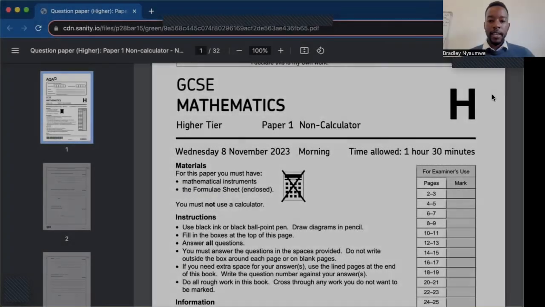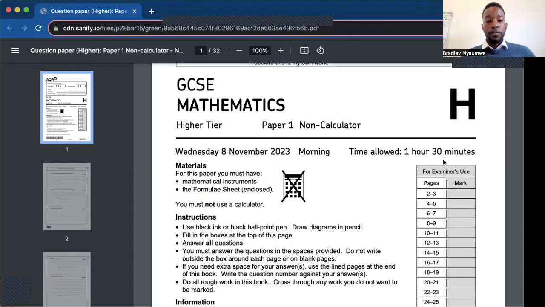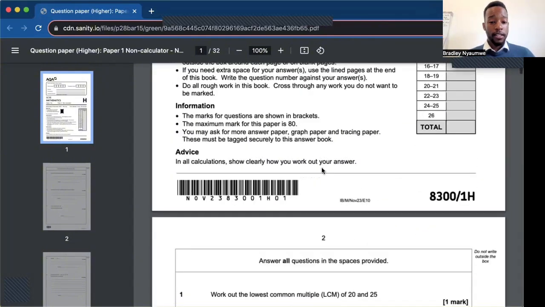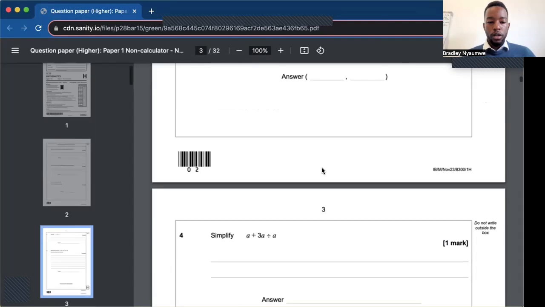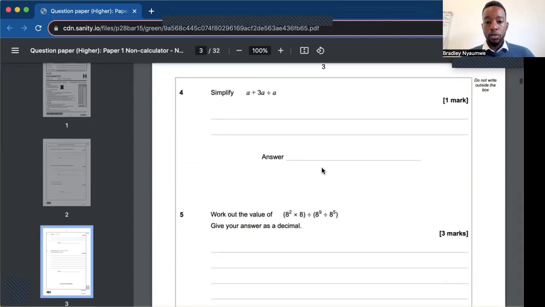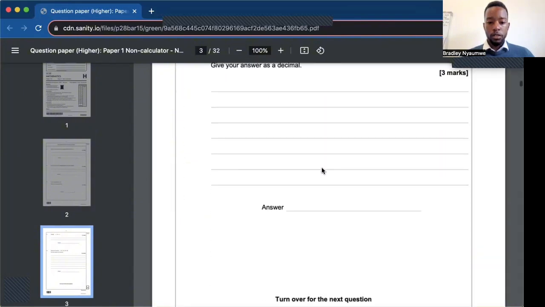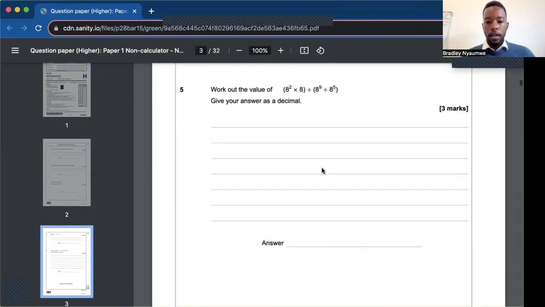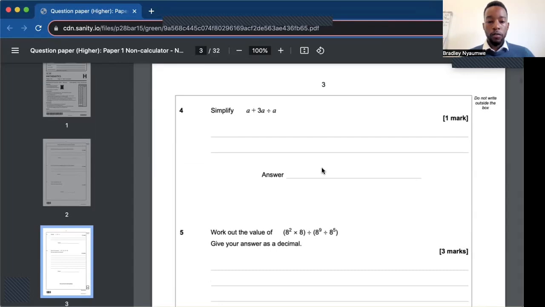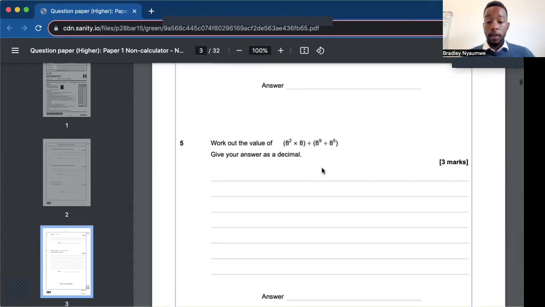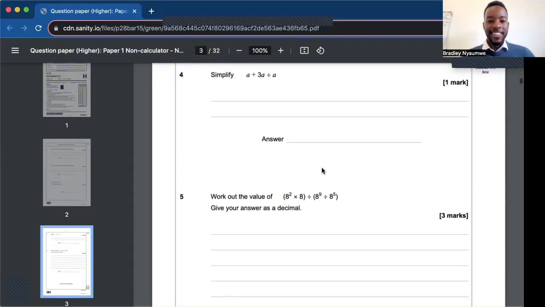Hello, everyone. Welcome back to episode 2 of going through the November 2023 GCSE Maths Past Paper. We're still on paper 1 non-calculator, but today we're on the second page. Last week we did the first page, which was a bunch of 1 markers, but today we're going to be doing questions 4 and 5. While question 4 is 1 mark, question 5 is 3 marks. Now that is juicy. So let's get straight into it.